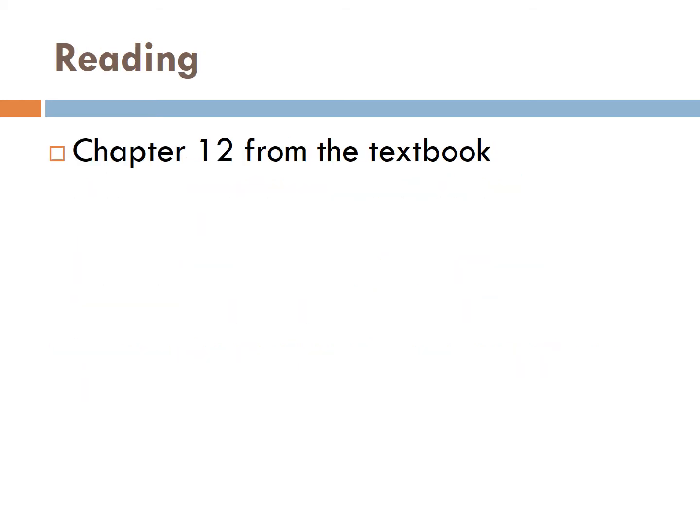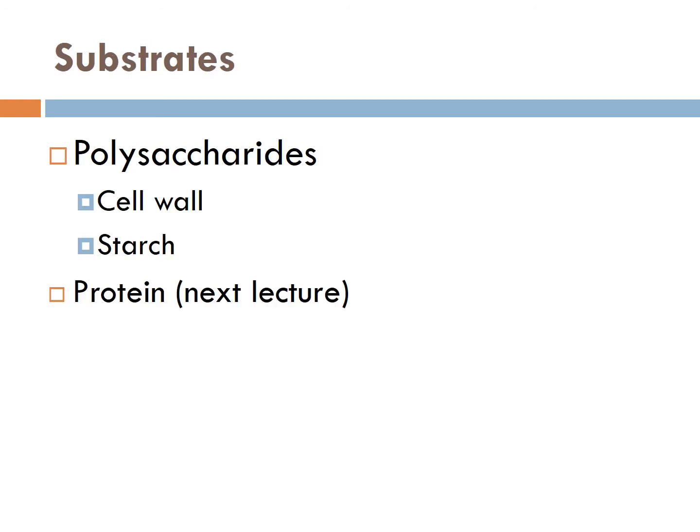Your reading will be Chapter 12 from the textbook. We'll talk about degradation of feed by handling each of the substrates within feed separately. In this lecture, we'll talk about polysaccharides in the form of the cell wall and in starch. In the next lecture, we'll talk about protein.